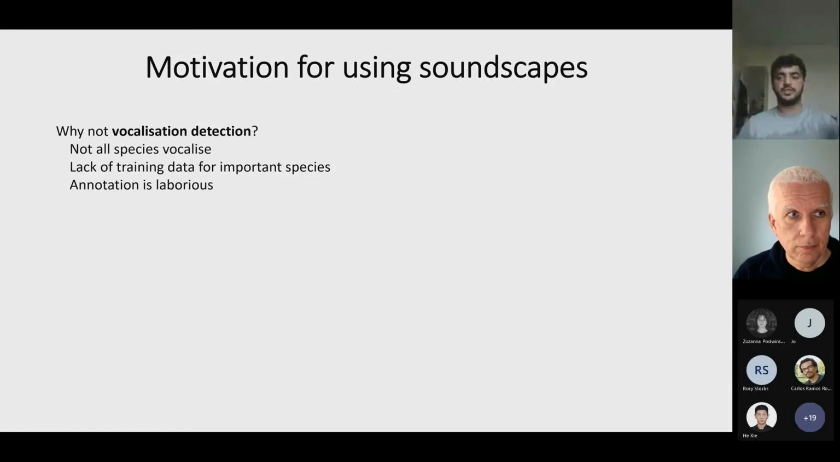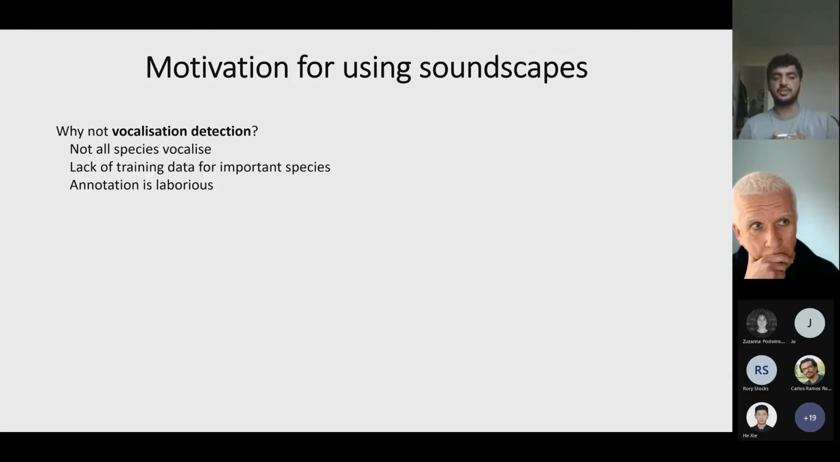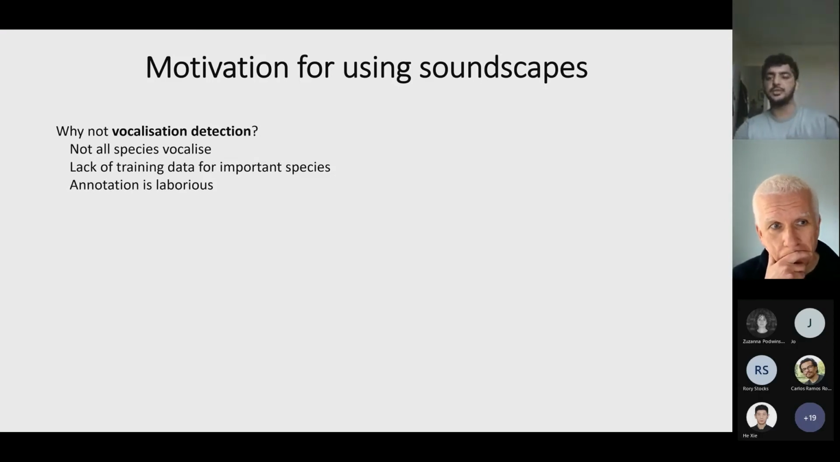So if you think of your soundscape as a habitat quality indicator, it's integrating a lot of information from lots of different vocalizing species. It's probably quite informative about species that aren't vocalizing or other aspects of the ecosystem. Another reason is there's not training data for a lot of the important and quite rare species. And finally, even if there are recordings, annotating and developing these models is quite laborious. So this serves as an alternate way to try and derive species occurrence.